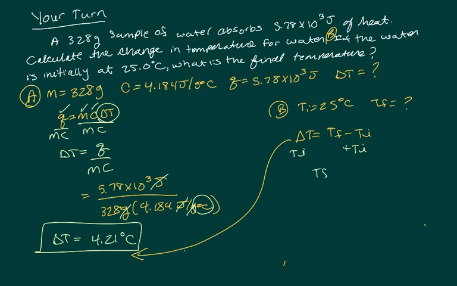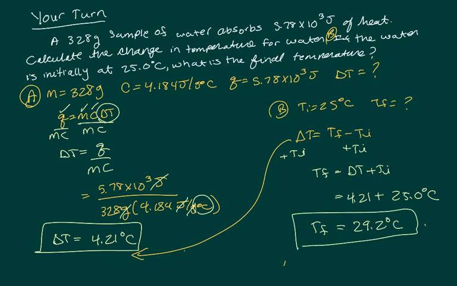So we end up with T final equals delta T plus T initial. And we plug in 4.21 plus our T initial of 25.0 degrees Celsius. So our T final becomes 29.2 degrees Celsius. And that's how we go about this problem. Remember, you cannot make this assumption unless all your conditions are the same.